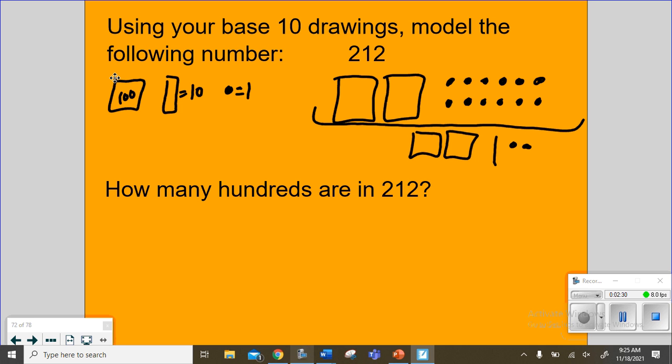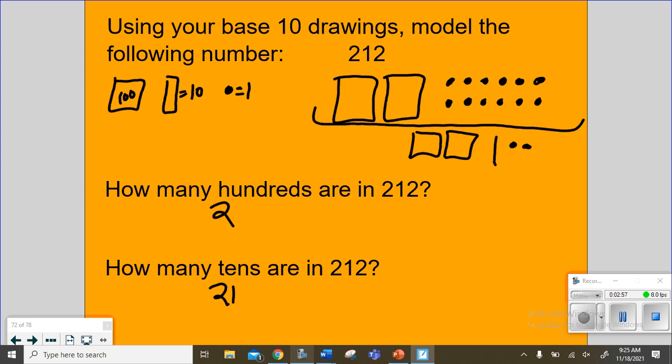How many hundreds are in 212? 200s. How many tens are in 212? Lincoln? 21. There is 21 tens. Lincoln, can you tell me how you figured out that there was 21 tens? Each 100 has 10 tens.